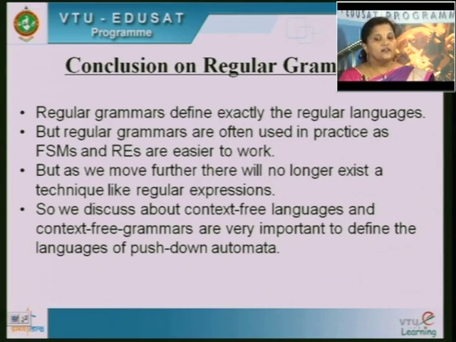You cannot design a finite state machine for this language, but you can design a pushdown automaton and write a context free grammar, and the languages accepted by pushdown automata we call context free languages. Hence, further, we will not be discussing regular grammars; we will be discussing CFG and CFL, which are designed for pushdown automata. In this context, regular grammars are not used much in practice. They define exactly the regular languages, even then they are not used.